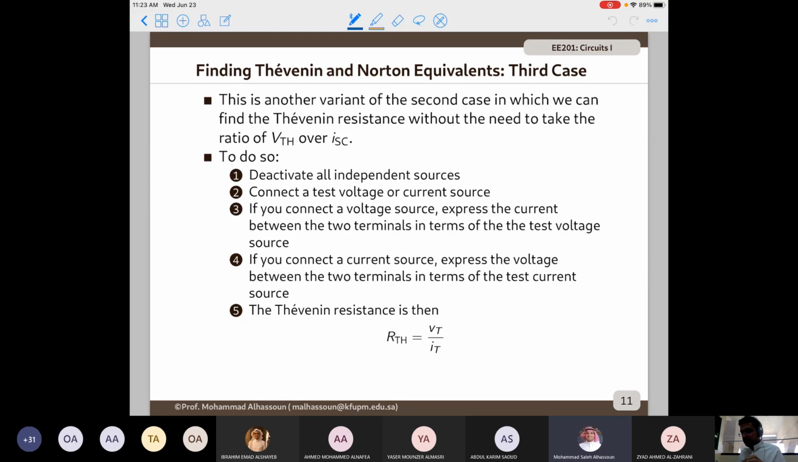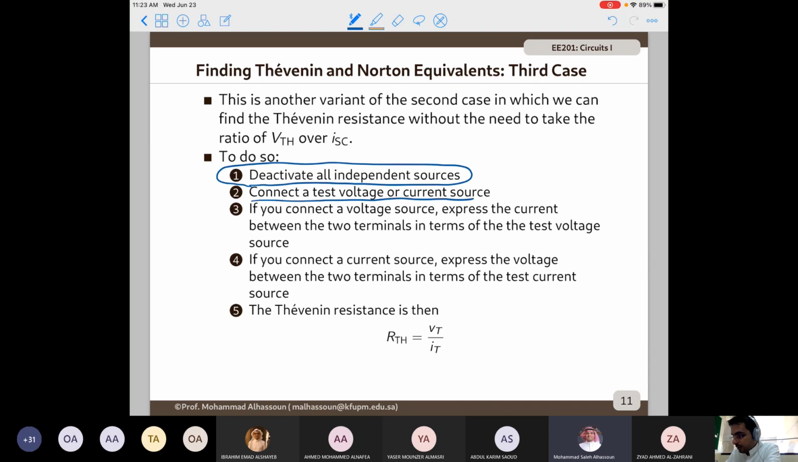So the third case is just the case that I explained, where we have a dependent source, but we want to find R Thevenin using a test source. To elaborate more on this case, first of all, we need to deactivate all independent sources. If we have an independent source, we deactivate it, but if we have a dependent source, we keep it. Then we need to connect a test voltage or test current.